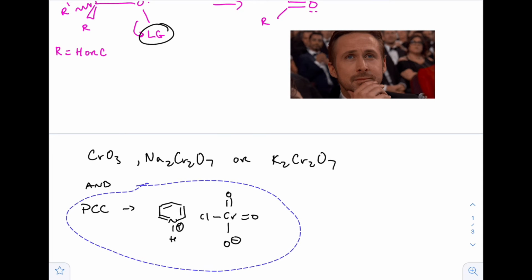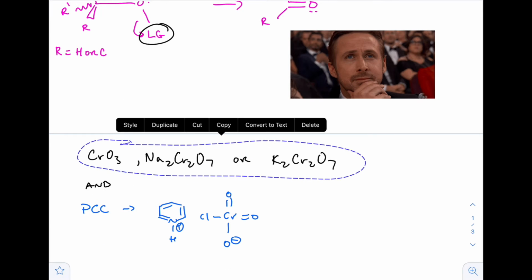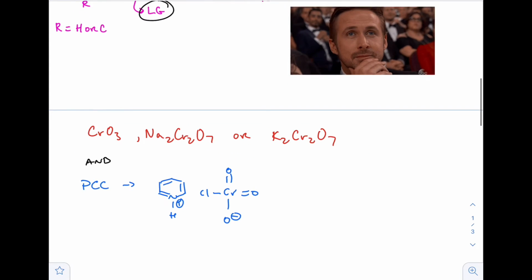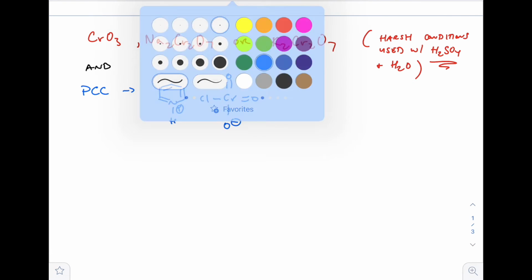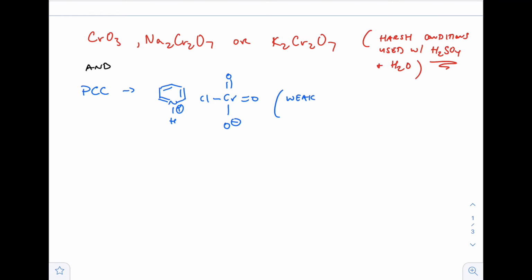So I'm going to highlight this one in blue because blue is cool and relaxed, and red is like angry and just wants to ruin everything. So the upper oxidizing agents, those are really harsh. They're really harsh conditions inherently, but also they are used with sulfuric acid. So sulfuric acid and water as well. Sulfuric acid is a strong acid, right? So you don't want to touch that. But PCC is weak sauce, and it's used by itself. So there's no strong sulfuric acid.